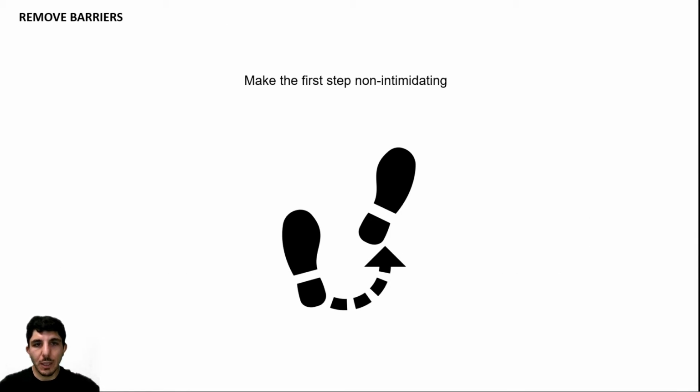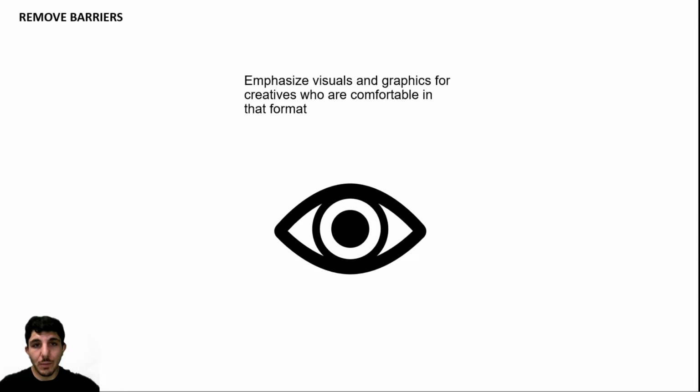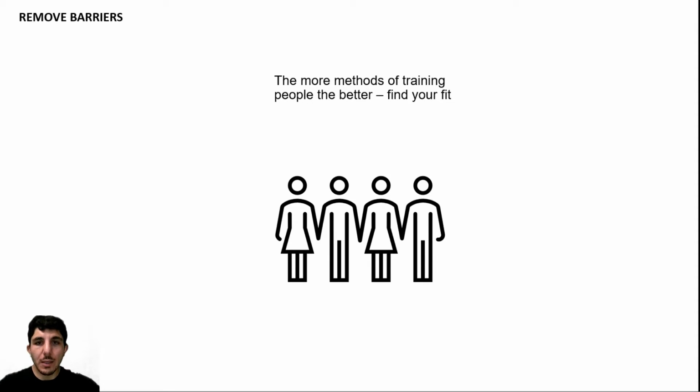So here's a couple of steps you can take. Make the first step non-intimidating. Make it so it's easy to get into. Another barrier to remove is too much text. Use visuals and graphics for people like creatives and designers, who are comfortable seeing things and don't have to abstract things into text and problem-solving patterns yet. They might get there eventually, but not yet. And the more methods of training people, the better. You have to find your fit and make sure you have the right approach. Sometimes videos work, sometimes in person works, sometimes other methods work. You have to find your fit.